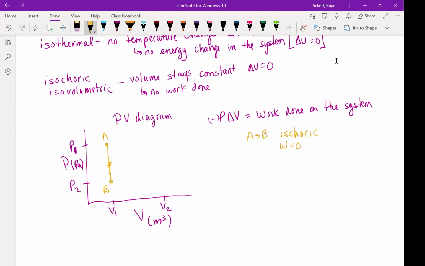Well, looking at how this goes, that should make some sense to you. I can't find the area under that because that's a vertical line. If you were looking for the slope, that's an infinite slope. So yeah, you can't find the area under that. So that is a really good indication that we're on the right track. So now we're going to go from B to C.